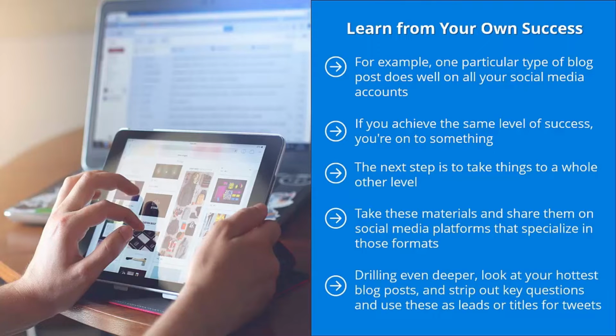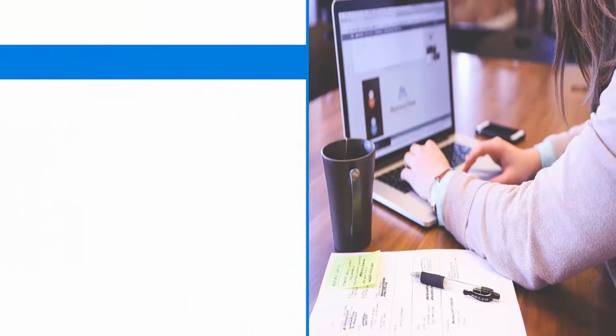Drilling even deeper, look at your hottest blog posts and strip out key questions and use these as leads or titles for tweets. Tweet the same content several times over the course of a week. Of course, don't drop it all in 1 hour, but space them out. Still, when you use the right questions, you become very visible on Twitter. Pair these with the right hashtags.